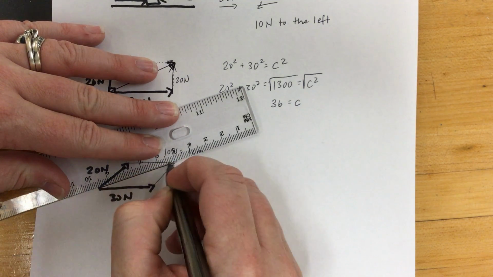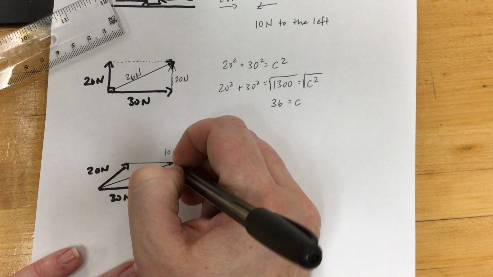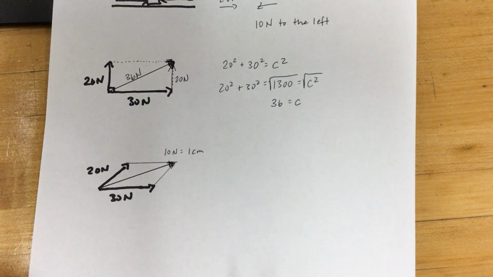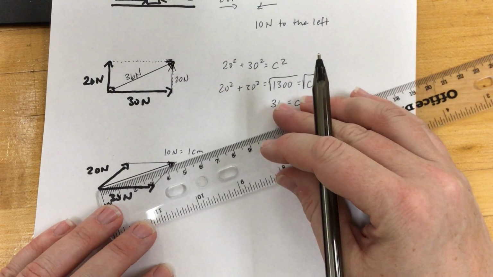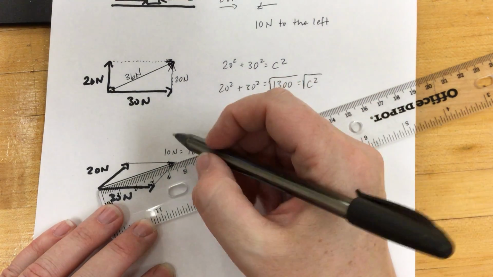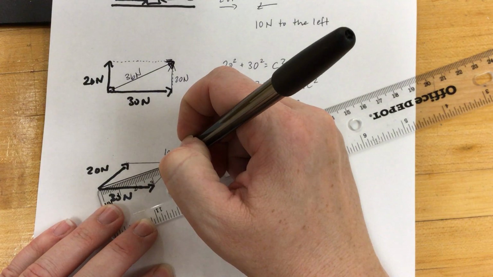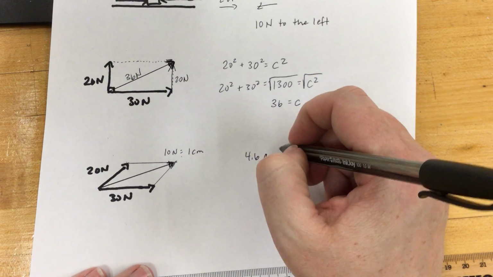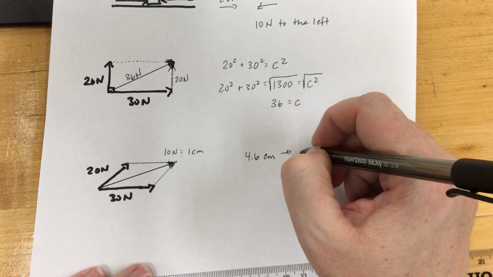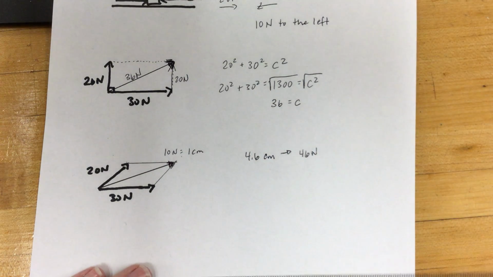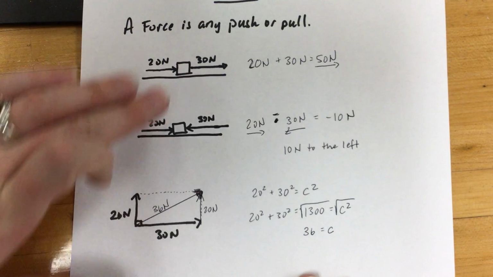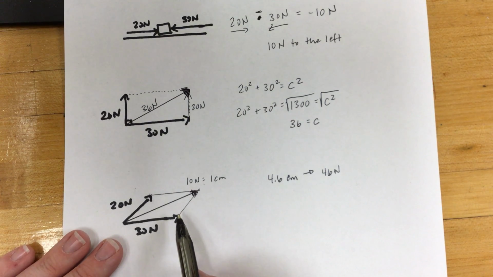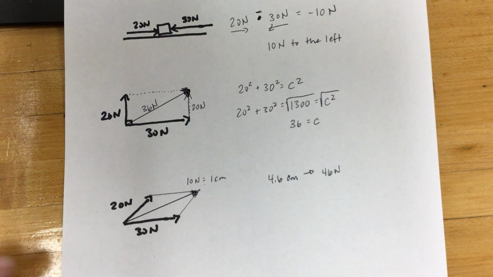If you're careful about what you're doing and you keep things to scale, as we talked about, the measurement here is as good as your calculation. So if I measure this here, I'm right at 4.6 centimeters. I know that I have 10 newtons in each centimeter, so I would say 46 newtons. And if you're not in one of these three situations where you can use the math, then you can use the drawing, draw with precision, and you'll be able to get that calculation.